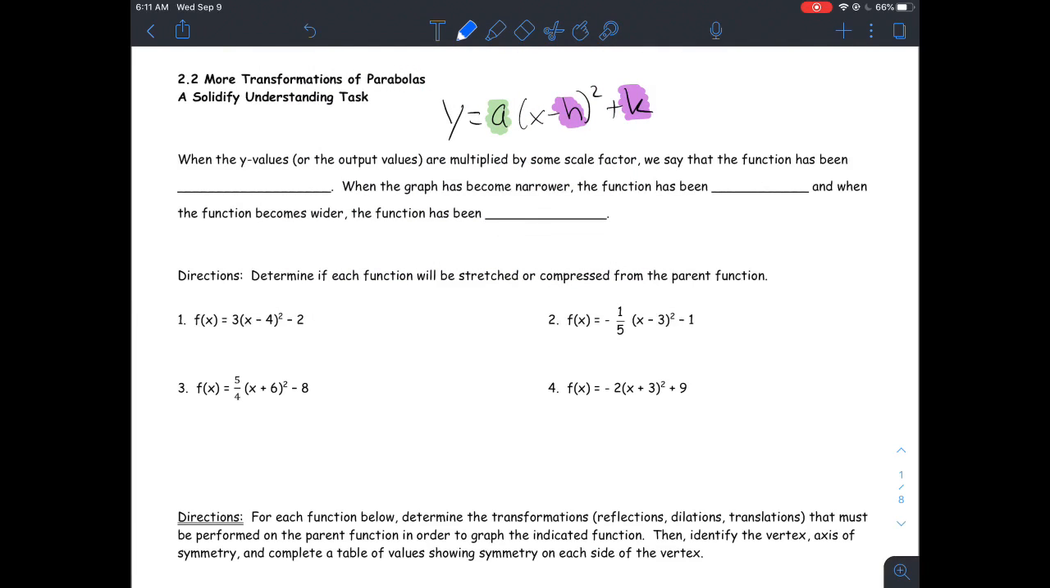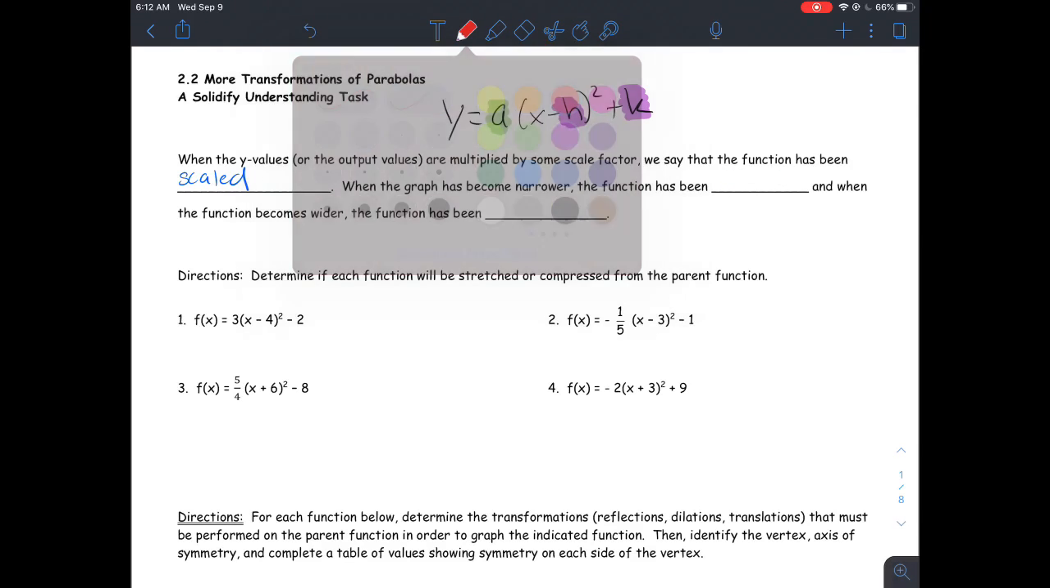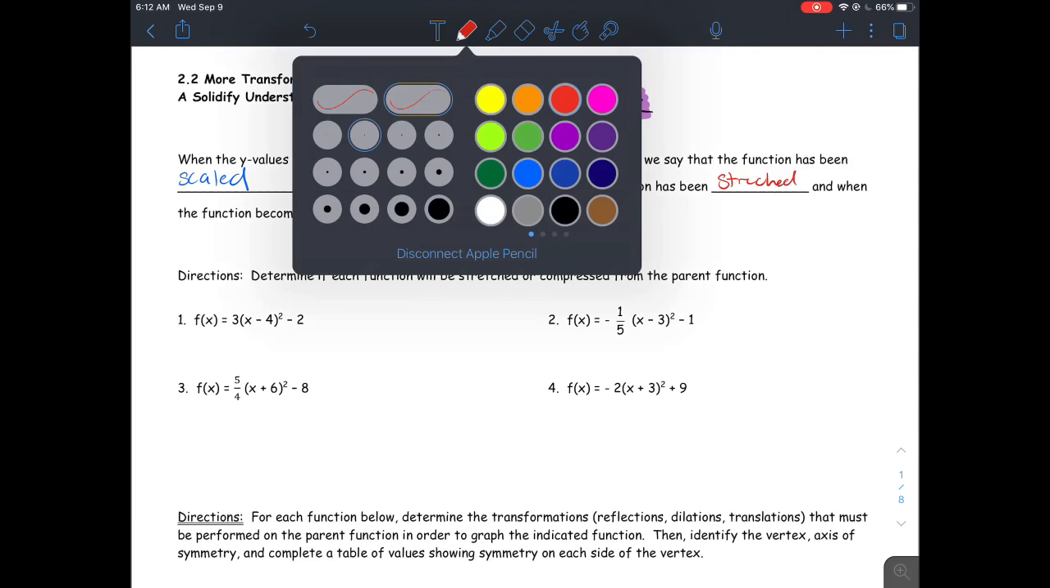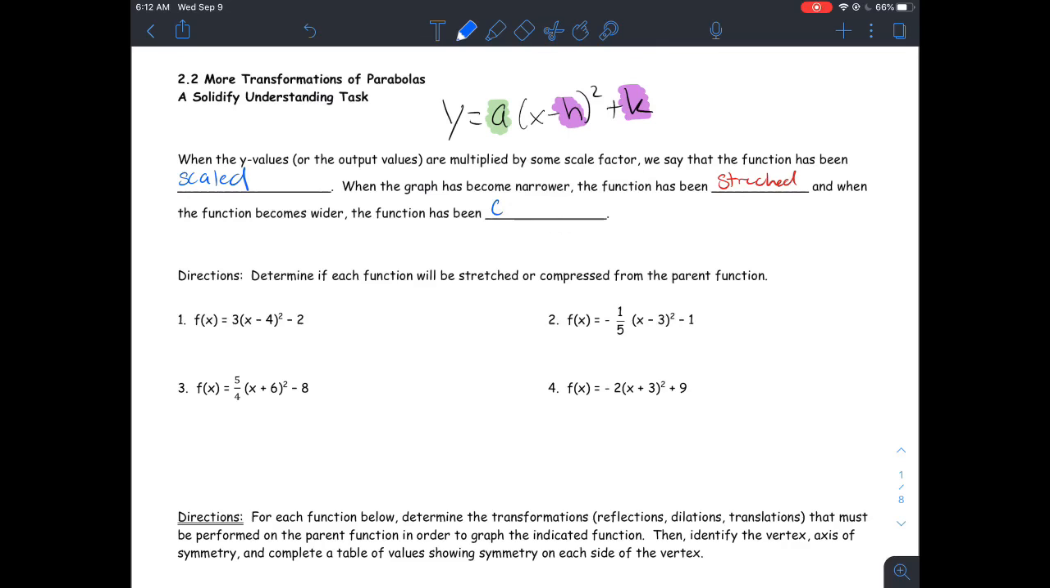It says when the y values or the output values are multiplied by some factor, we say that the function has been, and the term is, scaled. When the graph has become narrower, the function has been stretched. And actually, we'll do this in 2 colors. And when the function becomes wider, it has been compressed.